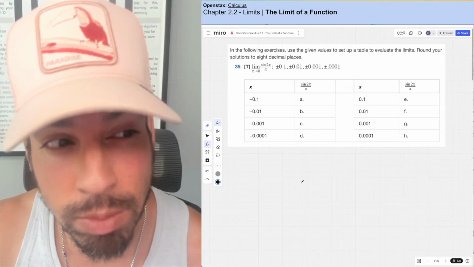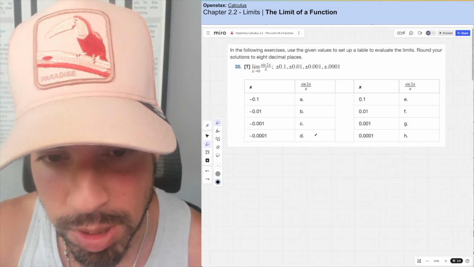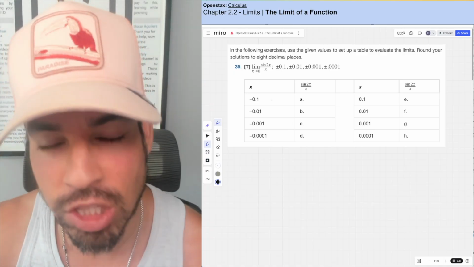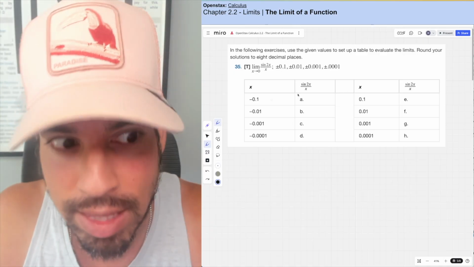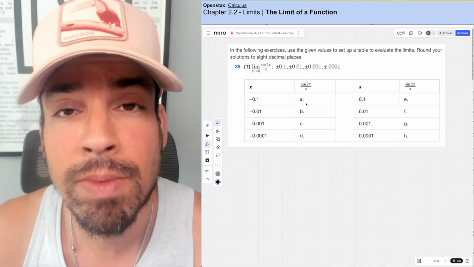What's up, everybody, and welcome to OpenStax Calculus 2.2, the limit of a function. We're going to be going through a number of questions to explain the concept of what a limit means and to evaluate a lot of these limit-based questions. So without further ado, let's do it.